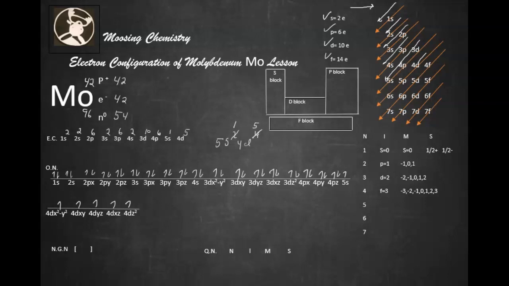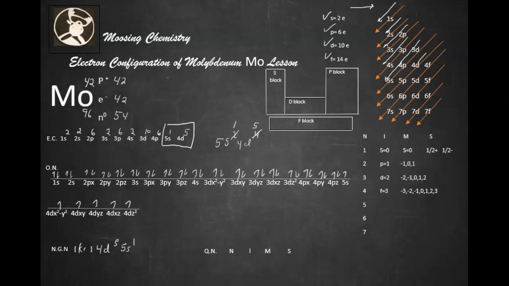So guys, let's look at our noble gas notation. The nearest noble gas to molybdenum is krypton. So we're going to put a Kr right here. And then we're going to put in our valence shell after it. Now let's go ahead and do that. It's going to be 4d5, 5s1.